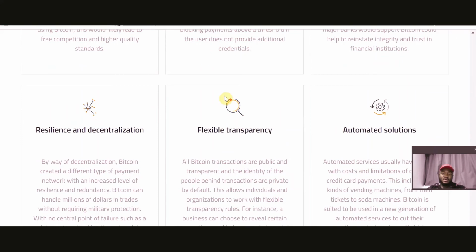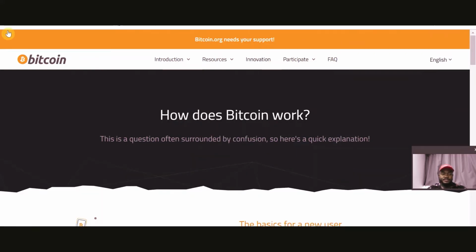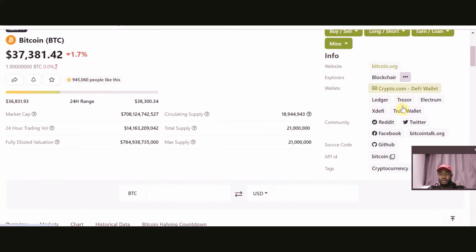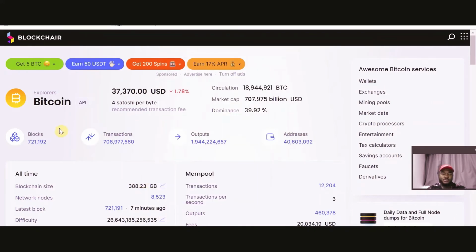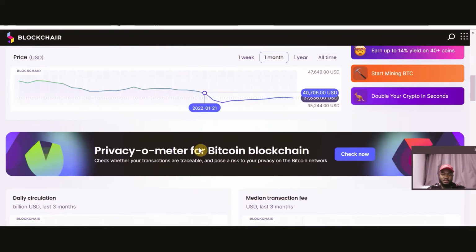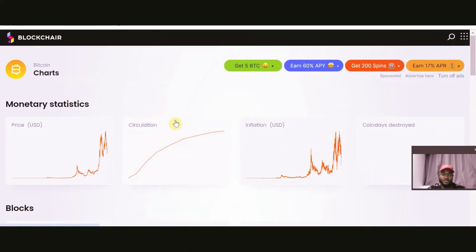Then let's go on. Okay, we go back to CoinMarketCap. So you can see the blockchain transactions, what is going on with BTC, because all these things are very important. There are some coins where you may visit the blockchain and nothing is happening there. All Bitcoin charts, and nothing is happening there. This is circulation, this is inflation, all that.